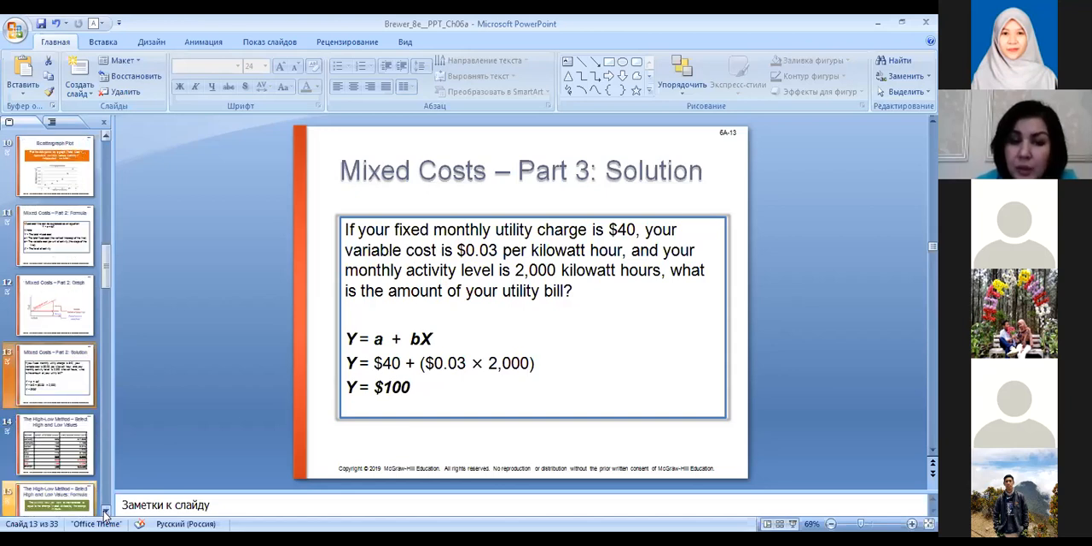Using this equation, we may calculate total cost for any activity level, for 3000 kilowatt hours, or for 5000 kilowatt hours, simply by multiplying here by 3,000 or 5,000. So got the point? Any questions?